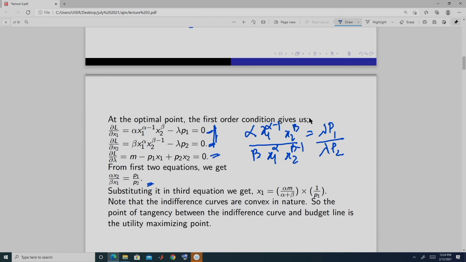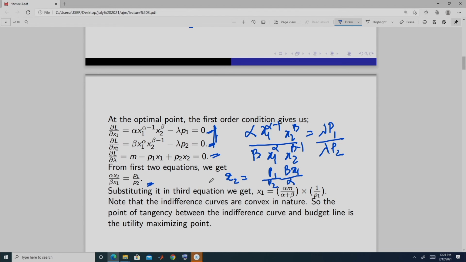Okay, and this you can see it will give me this. Now from here what we do, we write it in terms of, suppose, x2. So we can write x2 as p1 divided by p2 times beta x1 divided by alpha, and we substitute this in this equation in place of x2 and we get x1 in this form.